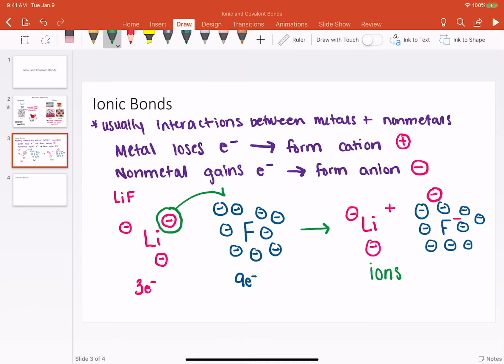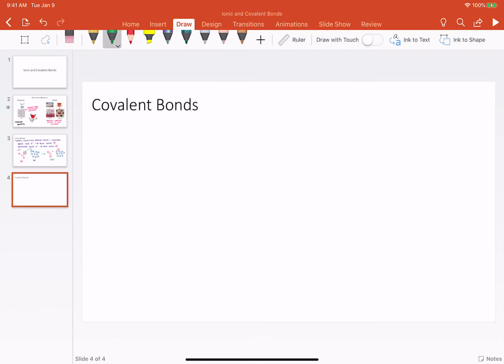So how does that differ from covalent bonding? So remember, covalent bonding is the type of bonding that shows up in things like water, like H2O molecules. So the difference is that for covalent bonds, the first thing I want you to look at is what type of atoms are interacting. So here, these are usually going to be nonmetal and nonmetal interactions.